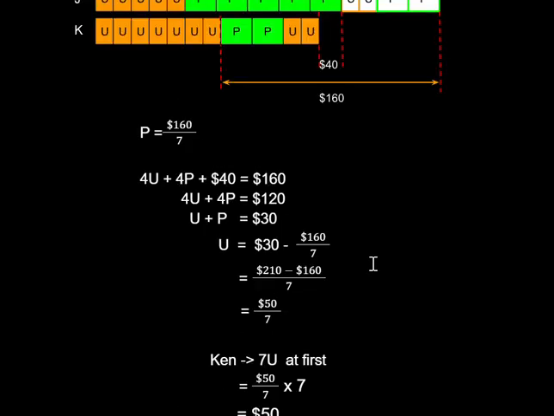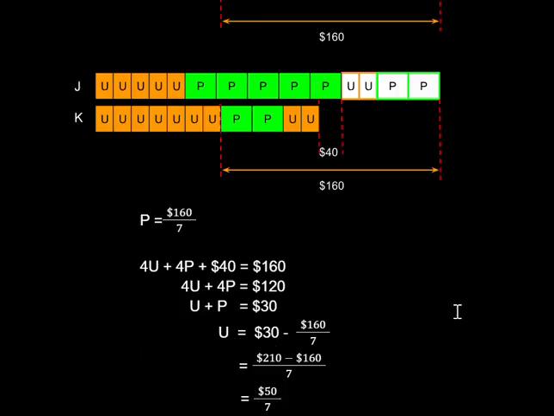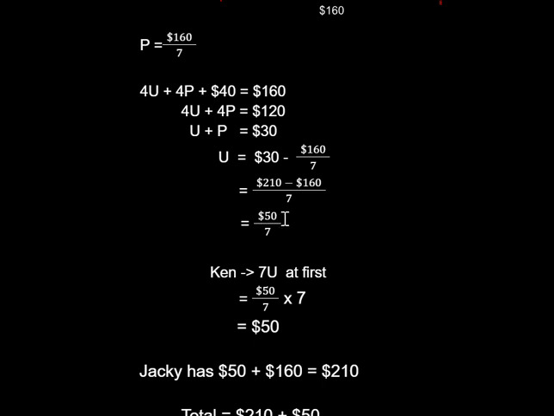The reason is because the question asks how much did Ken have at first, and I know that Ken is actually 7U. So whatever answer I get, I'm going to multiply by 7. That is the reason I didn't bother to work out the answer here. Ken at 7U means it's 50 over 7 times 7. So the 7 and 7 will cancel, it will give me $50. So Ken has $50 at first.